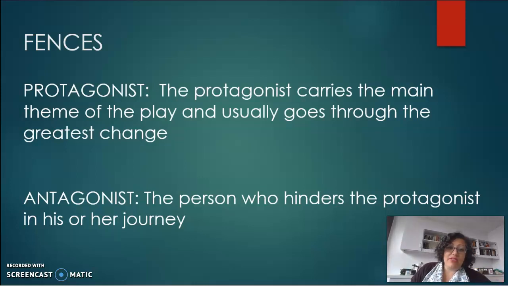You also want to think about the antagonist, the person who hinders the protagonist in his or her or their journey, right? And the antagonist can be a person, it can be the protagonist, it can be events outside of the play, it can be society, it can be nature. We can get into those kinds of stories a little bit later in the semester, but I want you to think about as you read, who is the protagonist, who is the antagonist, and the ideas of theme and greatest change will help you think about who those people are.